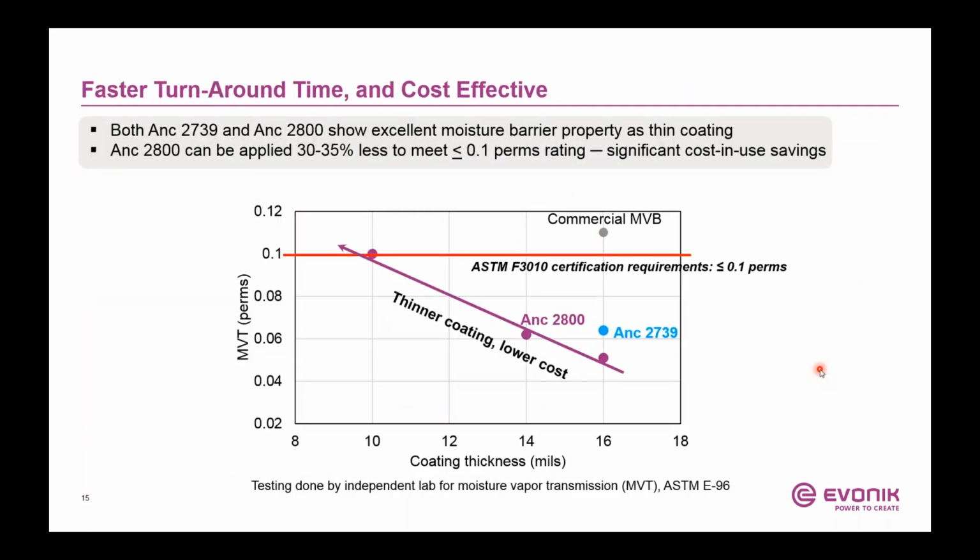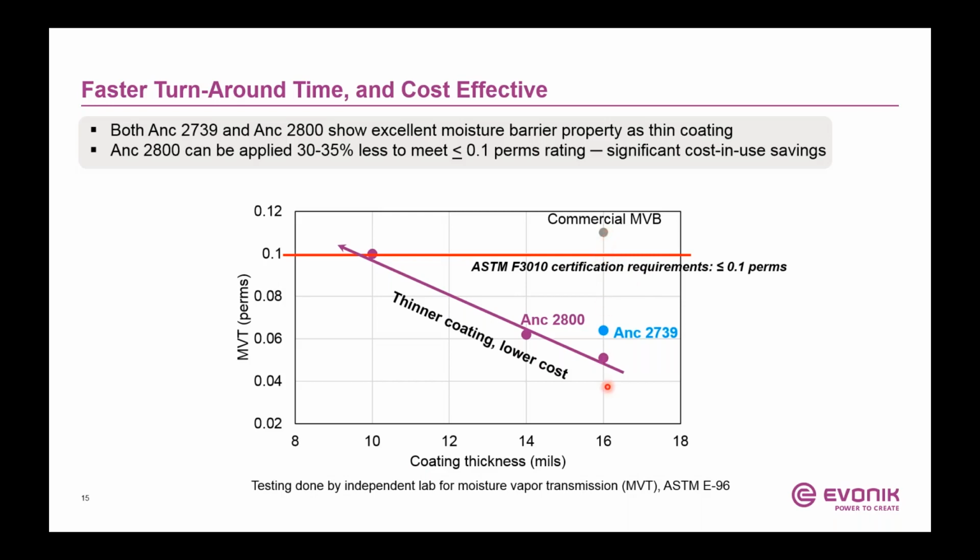So now we're coming full circle to the moisture vapor transmission properties. If you remember my earlier slide, I said that one of the key performance targets is for the moisture vapor barriers to meet the less than or equal to 0.1 perm rating. Again, that was an important criterion. What you see here in the table is, on the y-axis, moisture vapor transmission or permeation in perms. On the x-axis, we have the coating thickness in mils. The red line shows the boundary for meeting 0.1 perms. All the testing that we did was with a third-party independent lab.